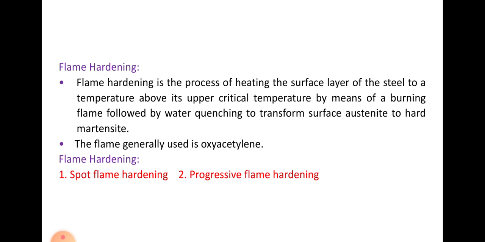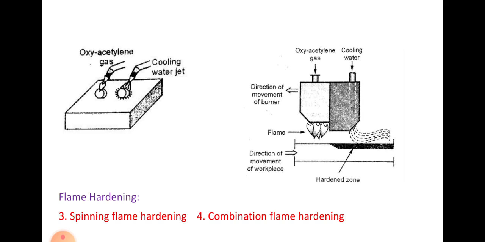Then the fourth type of surface hardening treatment is flame hardening. It is also one of the types of surface hardening where we heat the steel by using an oxyacetylene flame. Generally, the temperature is above the upper critical temperature for this type of hardening. There are mainly four types of flame hardening. First, spot flame hardening. Second, progressive flame hardening. Third, spinning flame hardening, and fourth, combination flame hardening.